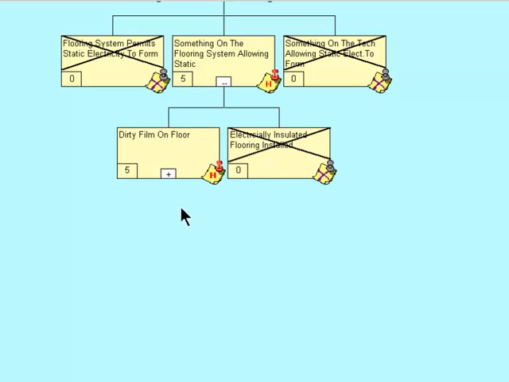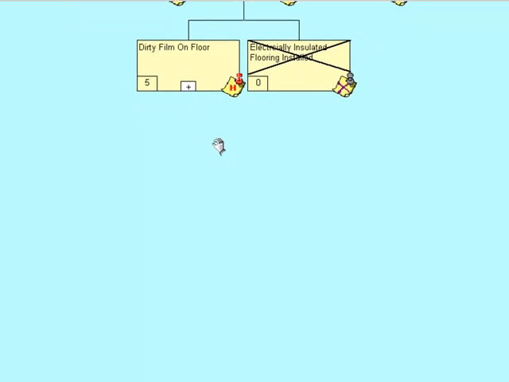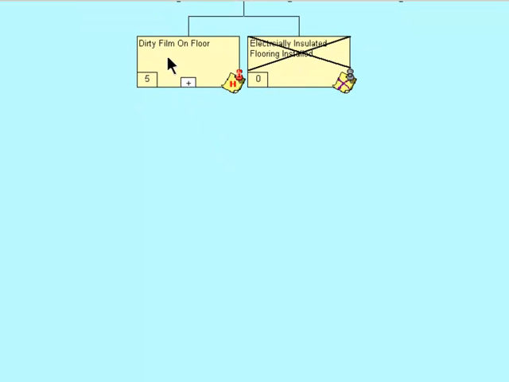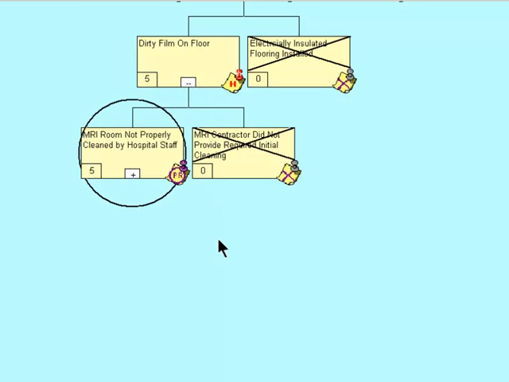How can that happen? Either the floor was electrically insulated or there was dirty film on the floor. In this particular case, the evidence shows that there was a dirty film on the floor which was allowing the static electricity to form. How could we have a dirty film on the floor?